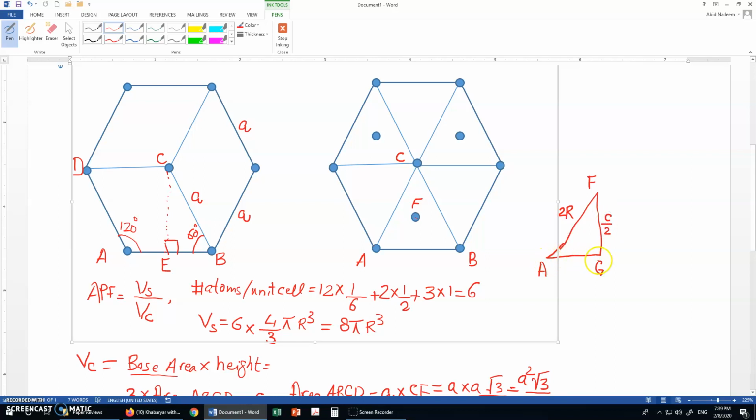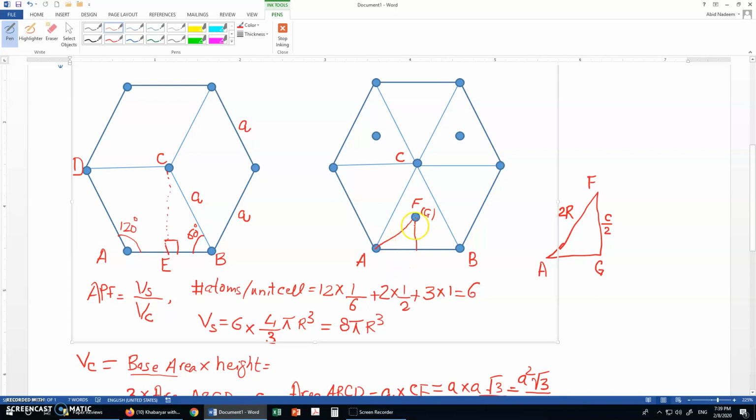And what is the length AG? Okay, so for AG, because AG is directly under this, so this point G is directly under this point AF. Okay, so you can take this point as G as well. Okay, and since this point is at the centroid of this triangle, so what will be this value?